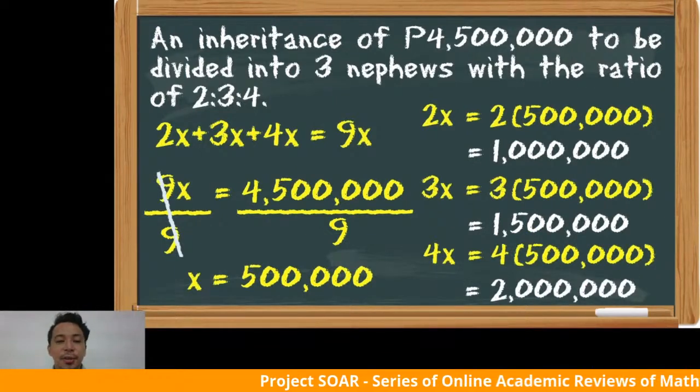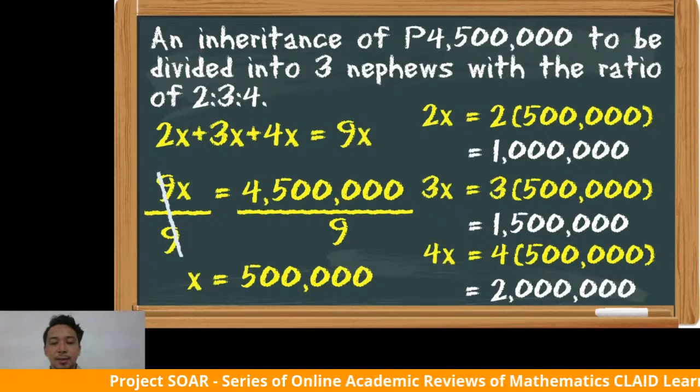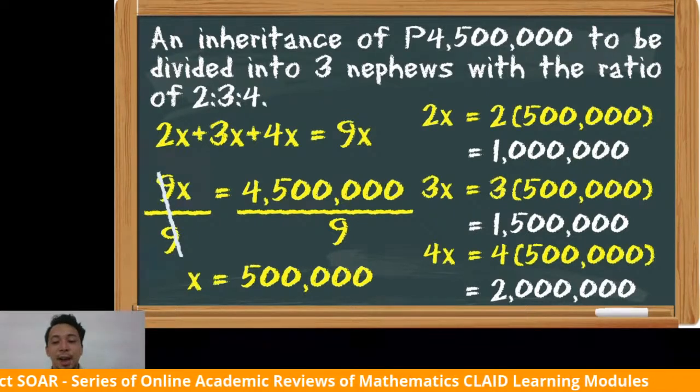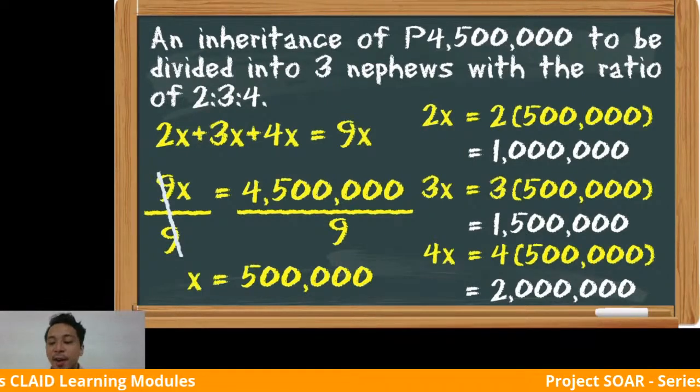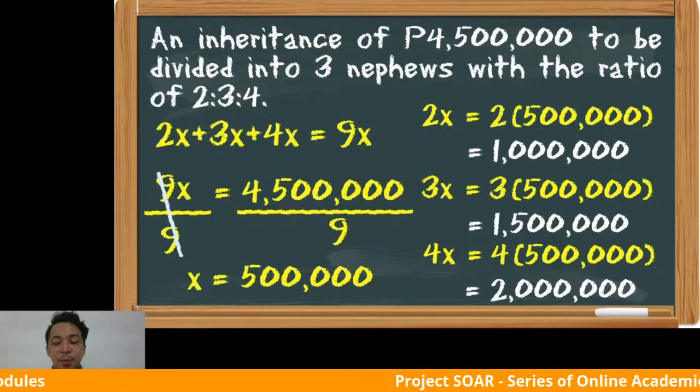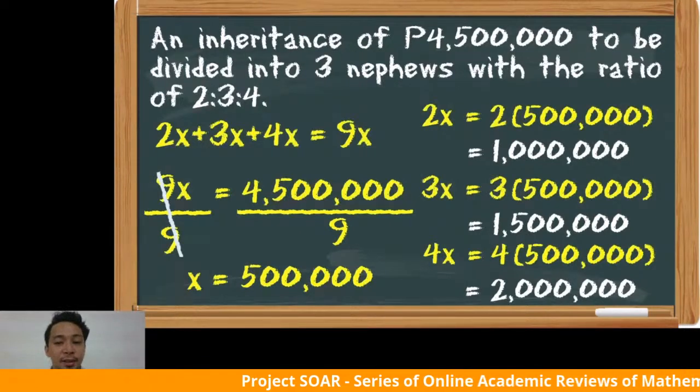So the ratio for the three nephews is 2 is to 3 is to 4, so we'll have 1 million for the first one. For the second nephew is 1,500,000, and then the third nephew will receive 2 million.